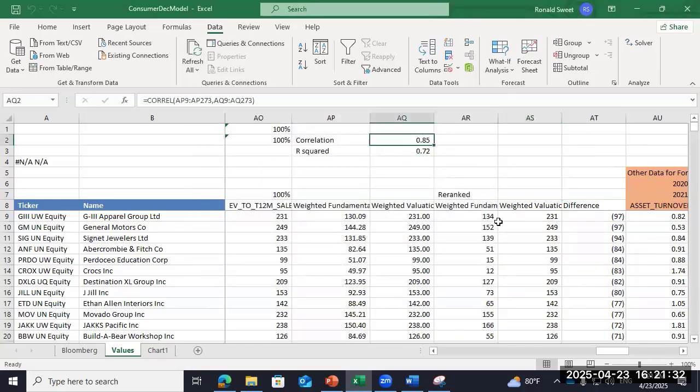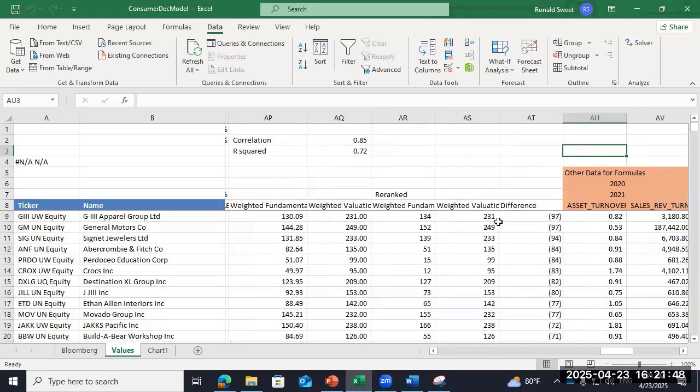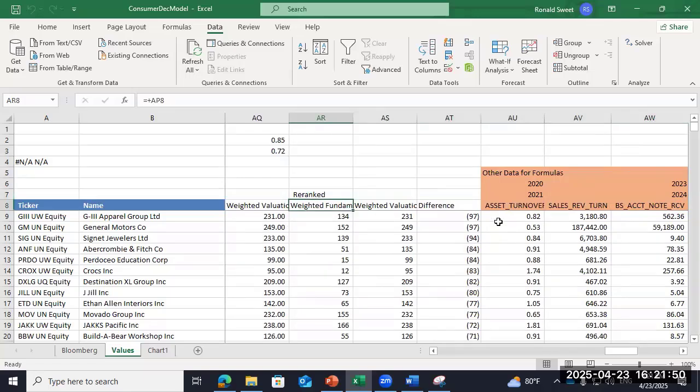And that brought our correlation up to 0.85, which gives you an R squared of 72%. You remember that? That means the volatility of my ranking versus the volatility of the valuation ranking, my ranking can explain 72% of the volatility of the market. So here I have my fundamentals, and here I have valuation, and the difference tells me how far something is from my valuation.